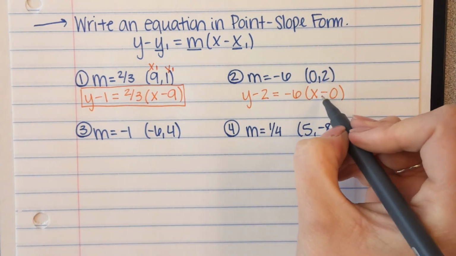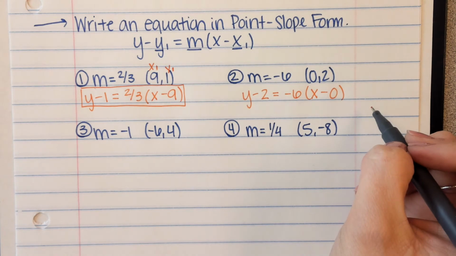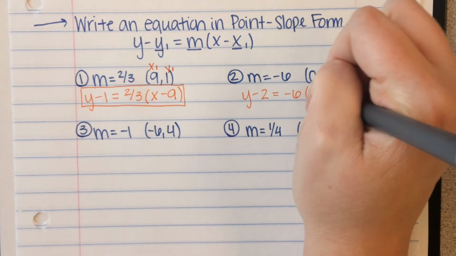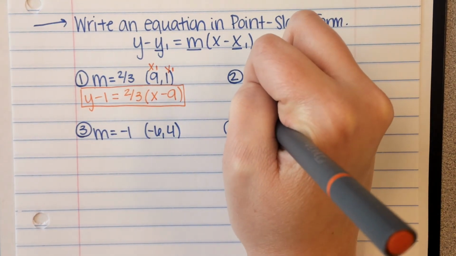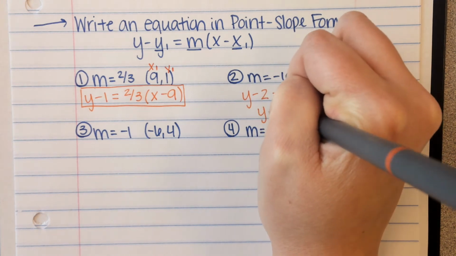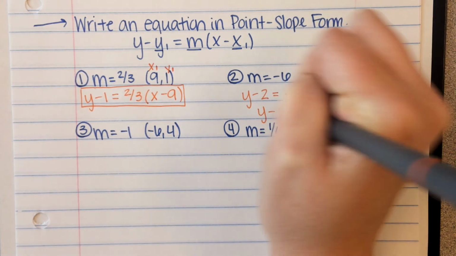Okay, number 2, we have y minus 2 equals negative 6 times the quantity x minus 0. What do we know about x minus 0? That's right, it's just x. So we can do y minus 2 equals negative 6x.